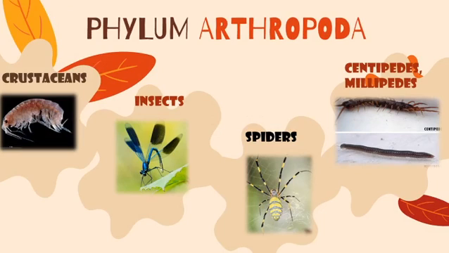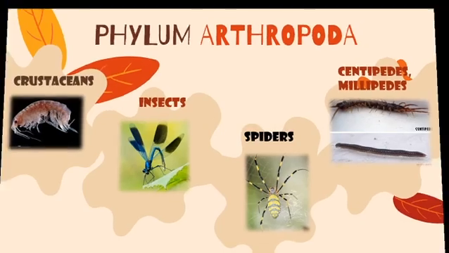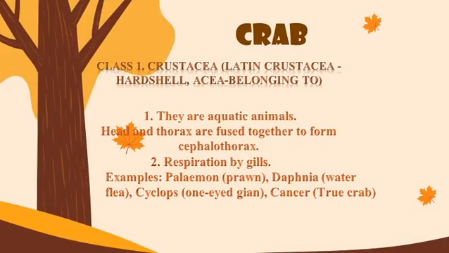Phylum Arthropoda: crustaceans, insects, spiders, centipedes and millipedes. The crab, especially in the subclass Crustacea. Crustacea means "hard shell" in Latin, belonging to the hard shell that covers the animal's body. Yes, they are aquatic animals.